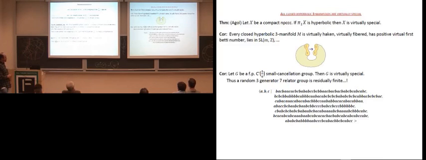But another conclusion that you might not have heard of is that if you take a random group, a 3-generator group with 7 relators chosen at random, then that group is residually finite. Any non-trivial element is going to survive in a finite quotient. Because that group is linear. That group is virtually special, actually.